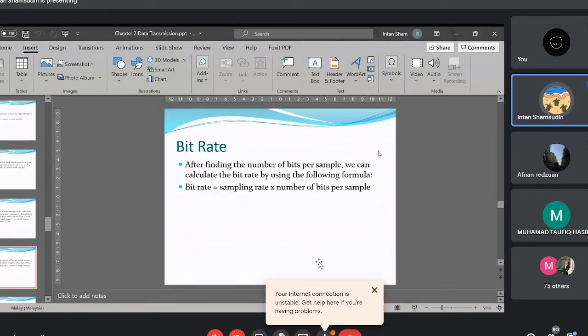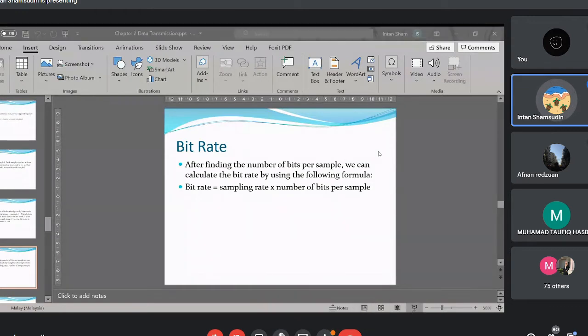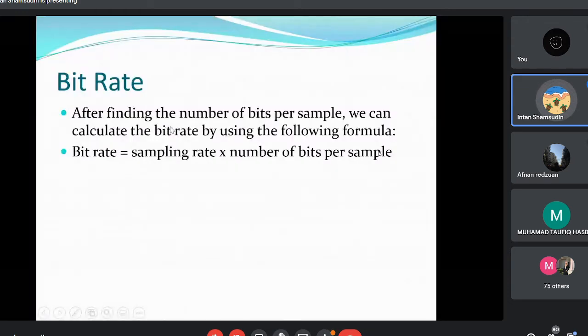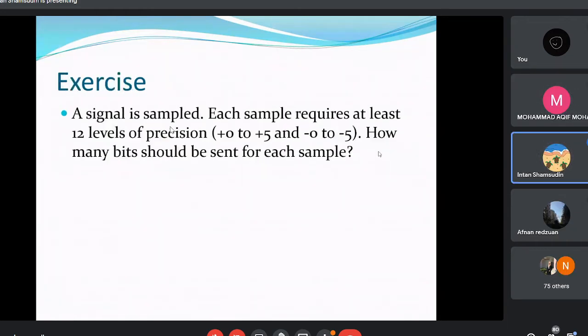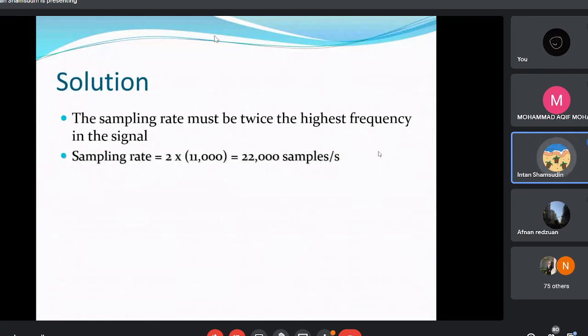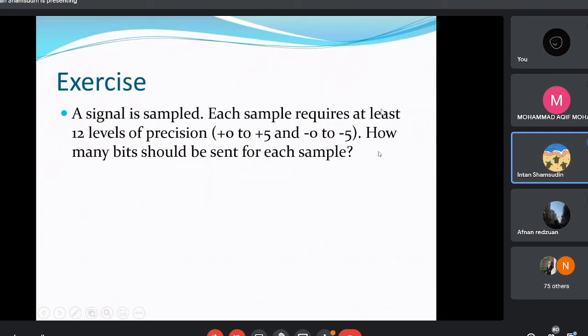Okay. And then move on to bit rate. Okay, after finding the number of bits per sample, we can calculate the bit rate using the following formula. Okay, sampling rate times number of bits per sample. Alright. Tadi sampling rate macam mana? Sampling rate must be twice highest frequency. Right?